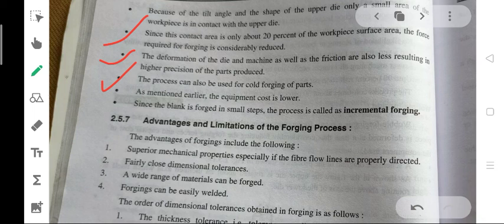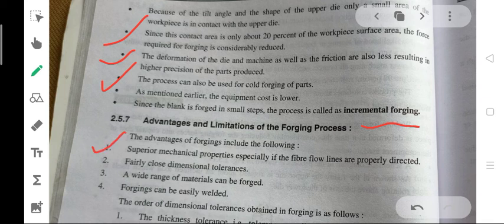As mentioned earlier, the equipment cost is lower since the blank is forged in small steps. The process is called incremental forging. What are the advantages and limitations of the forging process?